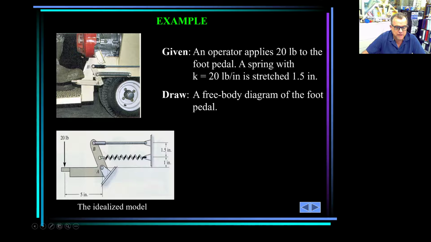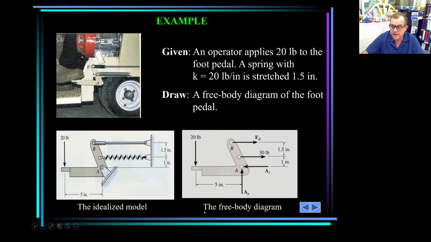And this is a spring, which also has a force in this direction. What is the force of the spring? The force of the spring is going to be the constant multiplied by the stretching, and then we will have something like that. Now, how many unknowns do you have there? 1, 2, and 3. How many equations do we have? 3. What equations do we have? Summation of forces in X, summation of forces in Y, and summation of moments.